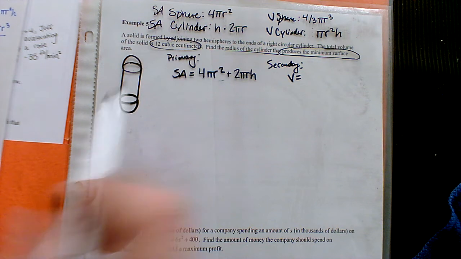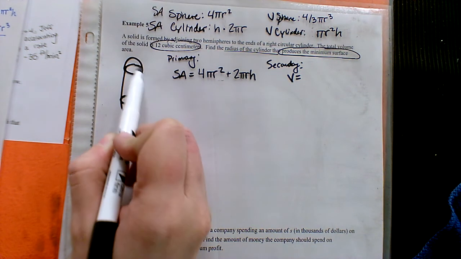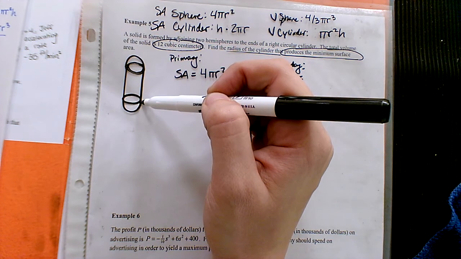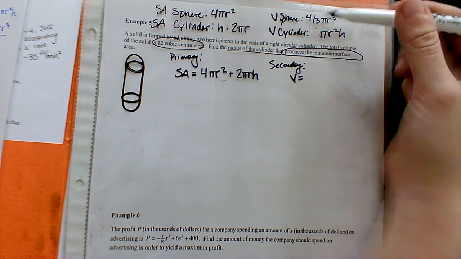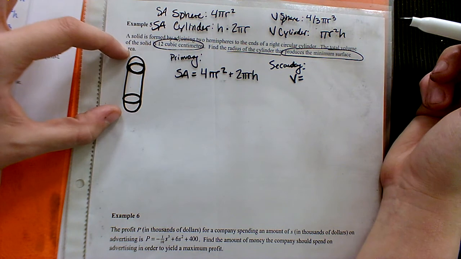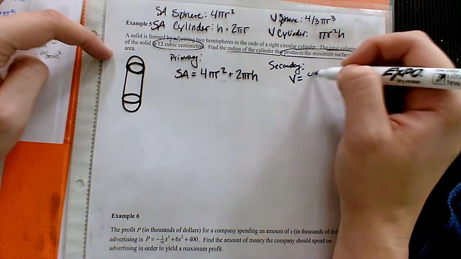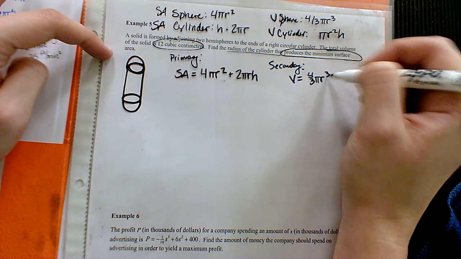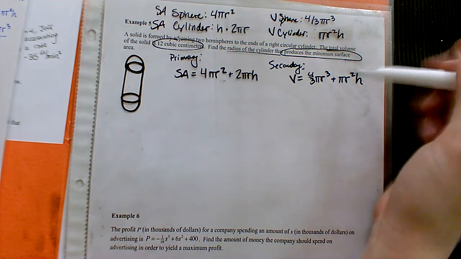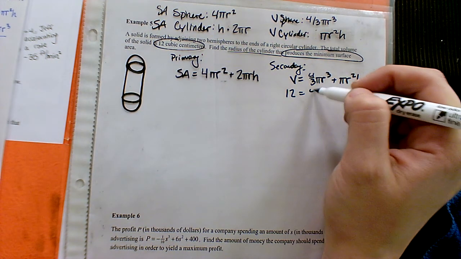So for the volume of a cylinder, you're basically taking the area of a circle, that's the pi r squared, and then you multiply it by the height. So for volume, we add those together because we have the volume of a whole sphere plus the volume of a cylinder. And they told us total volume was 12.